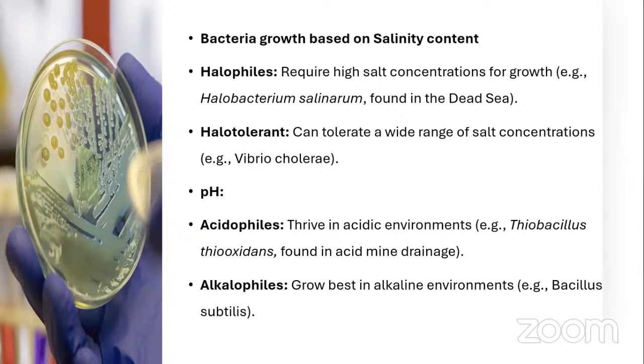Then we move to the pH concentration. pH concentration is the level of acidity or alkalinity of a medium. So we have the acidophiles, which thrive efficiently in acidic environments. That is, they can grow in a medium with pH less than 7. They can grow at pH 5, pH 4. We have Thiobacillus thiooxidans that are found in acid mine drainage.